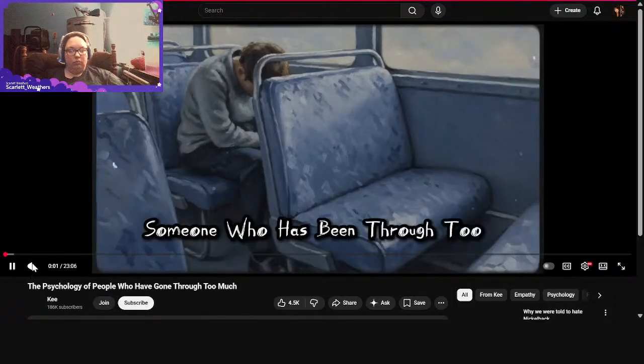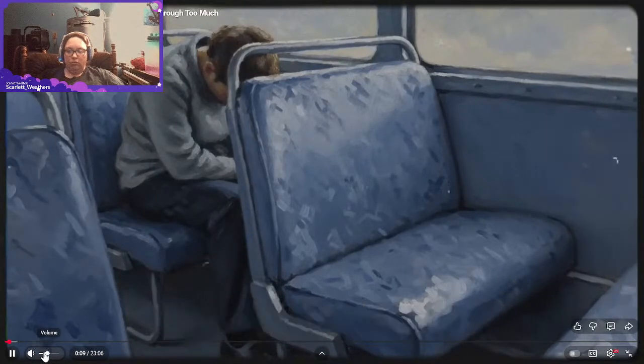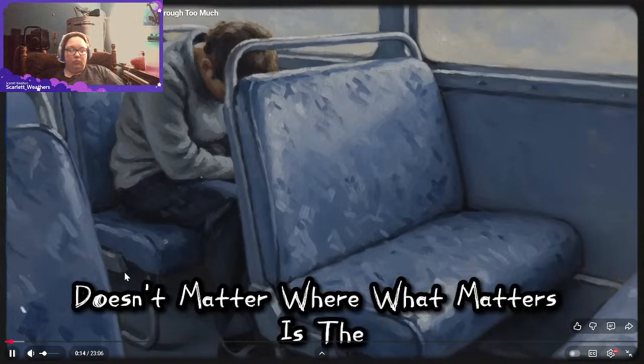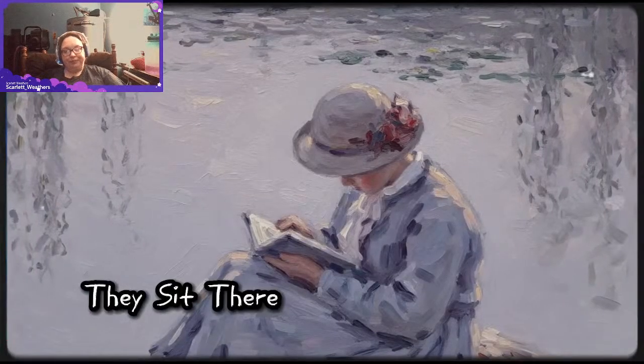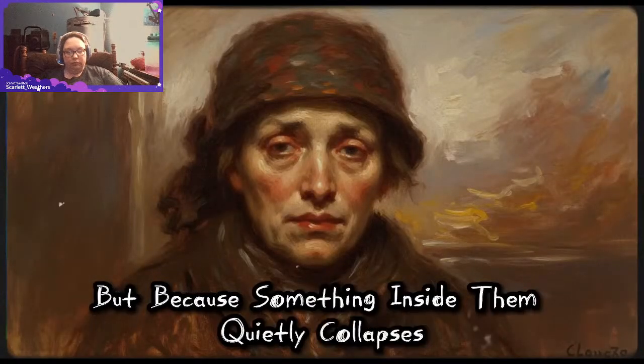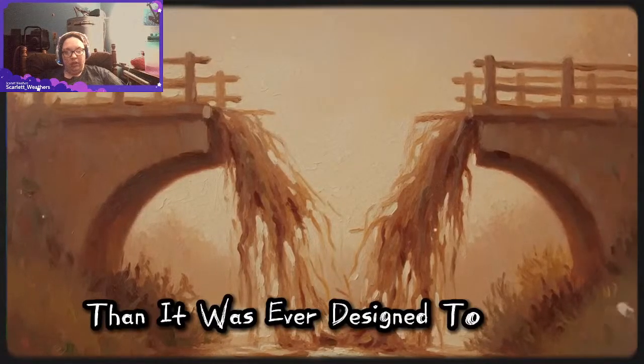Someone who has been through too much finally sits down, on a bed, on a bus seat, on the floor of a bathroom, doesn't matter where. What matters is the feeling. They sit there, not because they're tired, but because something inside them quietly collapses, like a bridge holding up more weight than it was ever designed to carry.